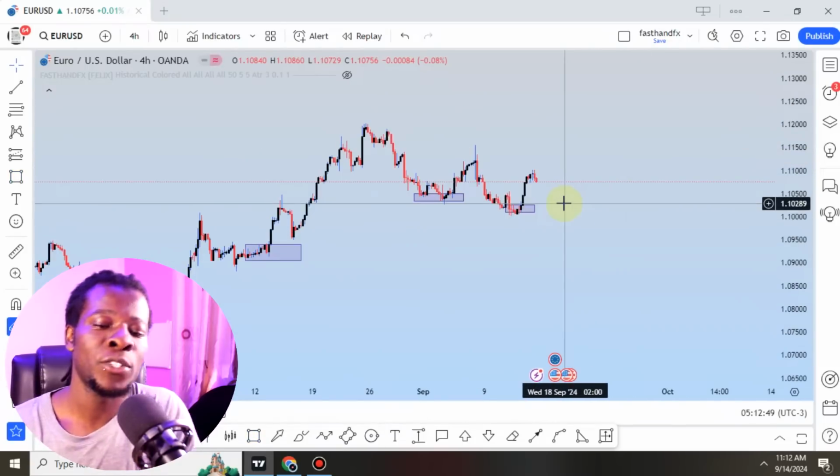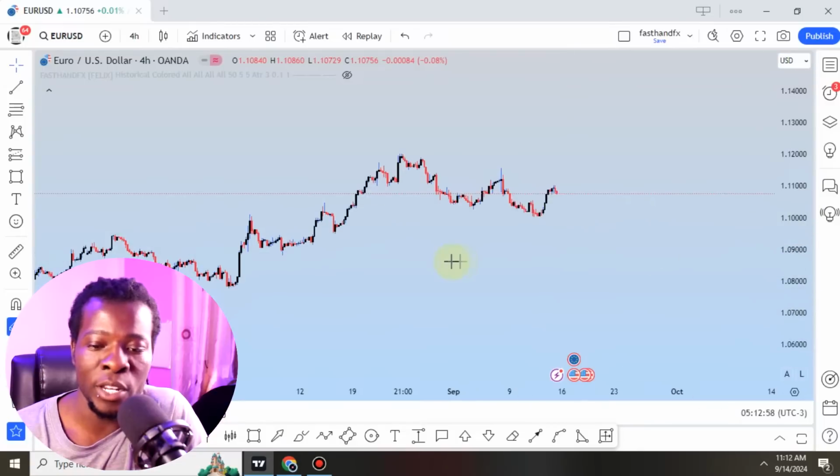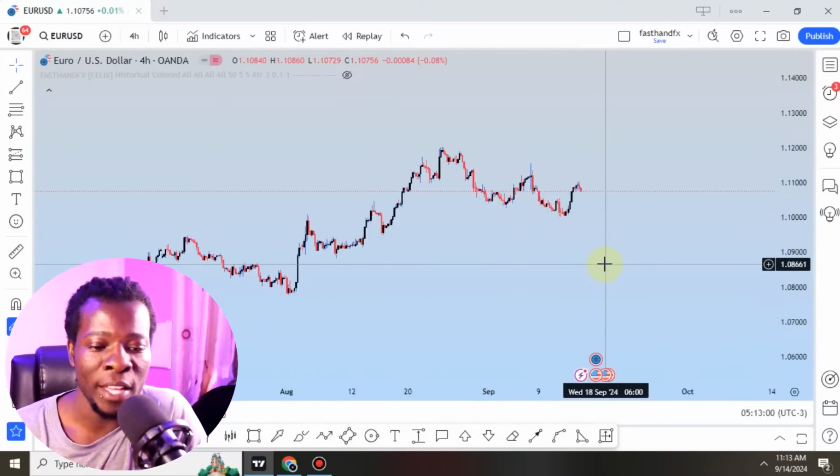So another one we have right here, and of course we had another one right here, something like this, right? So for example, let's say we just need to analyze this market. I'll remove everything for you guys to see. Let's say we need to understand what price is doing.